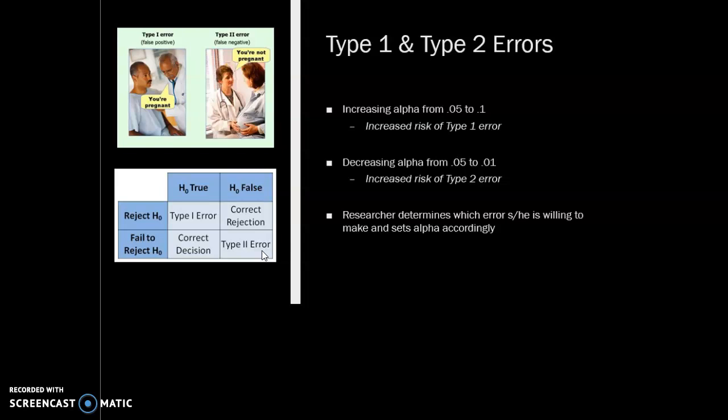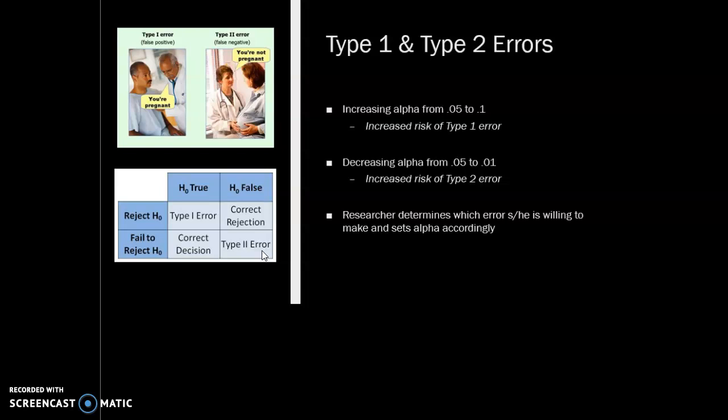So researchers really have to make a decision about what type of error they're willing to accept. And the alpha level that they choose reflects their preference for the type of error they want to make. So if we were to increase alpha from a 5% chance to a 10% chance of making a type 1 error, we would then increase the risk of making a type 1 error, right?